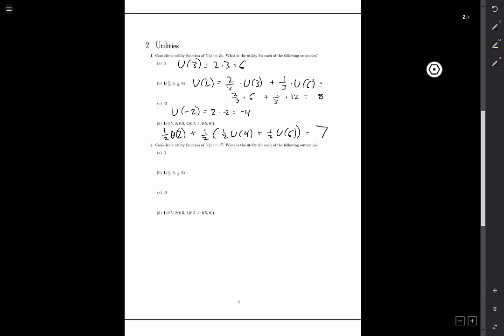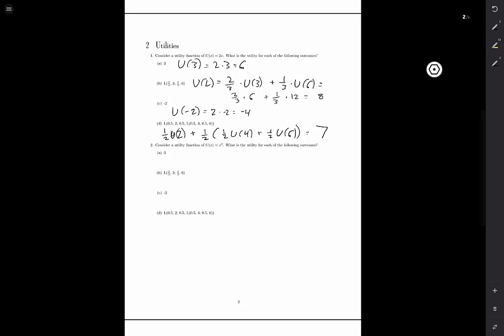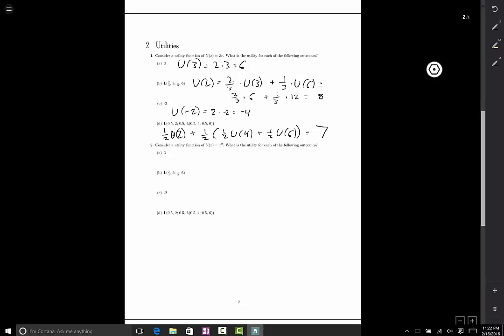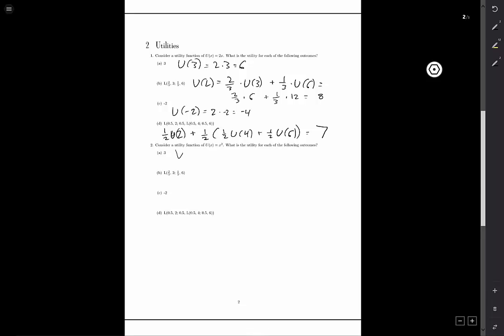Now they're asking us to consider a different utility function, this time x squared, and they're going to ask us the same questions over again. For the first one, the utility is just u of 3, which is 3 squared equals 9. For the next one, the utility of the lottery will be 2 over 3 times the utility of 3, which is 3 squared, plus 1 over 3 times the utility of 6, which is 6 squared, and that equals 18. Now we want the utility of -2, so that'll be -2 squared, which equals 4.